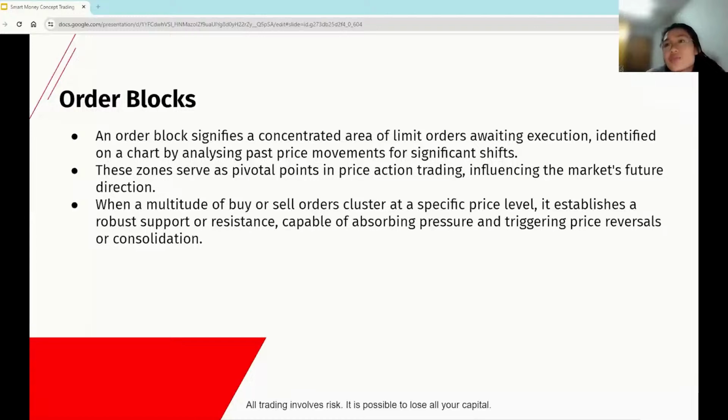So I guess it's kind of similar to your support and resistance levels and how to identify them, which we will get into in a little bit. But basically, an order block is identified on a chart by analyzing past price movements for significant shifts. These zones serve as a pivotal point in price action trading, influencing the market's future direction. And when a multitude of buy or sell orders cluster at a specific price level, it establishes a robust support or resistance capable of absorbing pressure and triggering price reversals or consolidation.